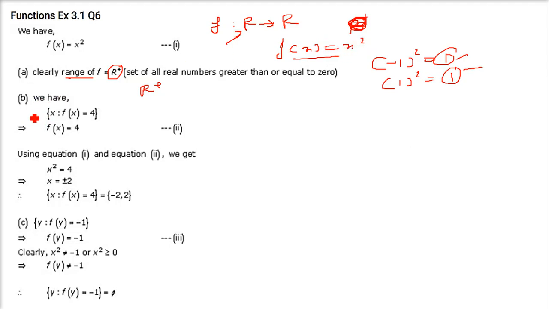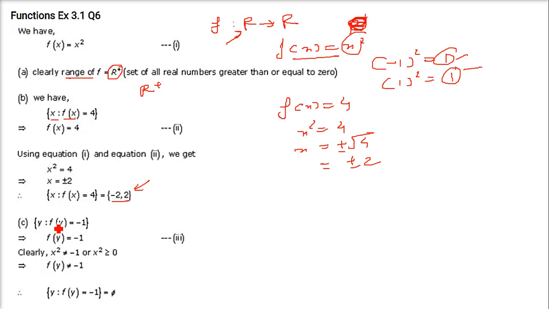Next one is x such that fx equal to 4. So now fx is given as 4. fx is x square. So x square equal to 4. So x will be under root of 4, plus minus, that is plus minus 2. So we have minus 2 and 2 as the result of this expression.